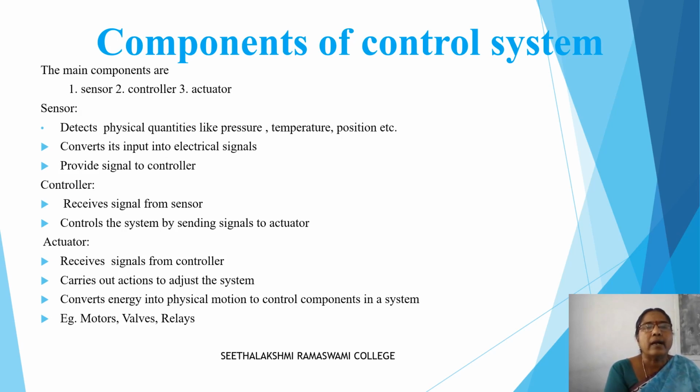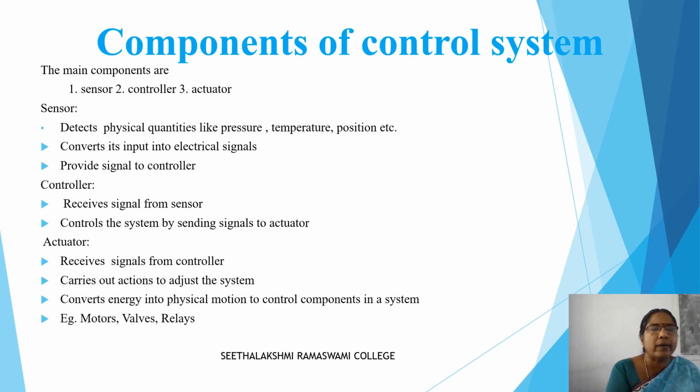Next one is the components of the control system. The main components of the control system are sensor, controller, actuator. Sensor. Sensor is used to get the input of the control system. It detects the physical quantities like pressure, temperature, position, etc. Sensor converts its input into electrical signals. These electrical signals are given to the input of the controller.